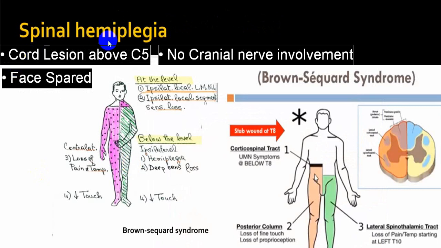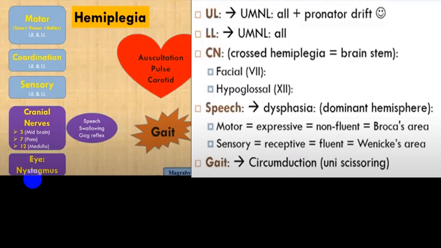In case of a spinal hemiplegia, as I've already mentioned, there is no cranial nerve involvement and the face is totally spared. We are not going into detail regarding how exactly you make out that hemiplegia. It is typical, and we'll be describing it in Brown-Séquard syndrome. I'll be discussing that in that particular chapter. So, hemiplegia can involve the motor system, coordination, sensory, cranial nerves, even eye, speech, etc.